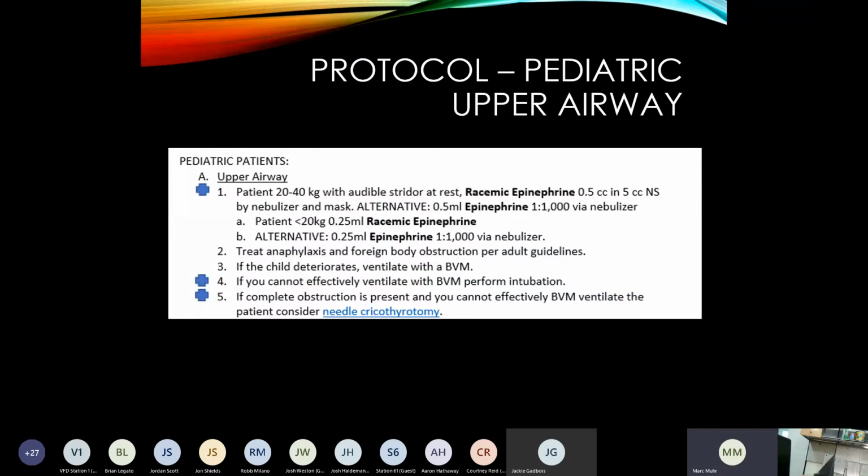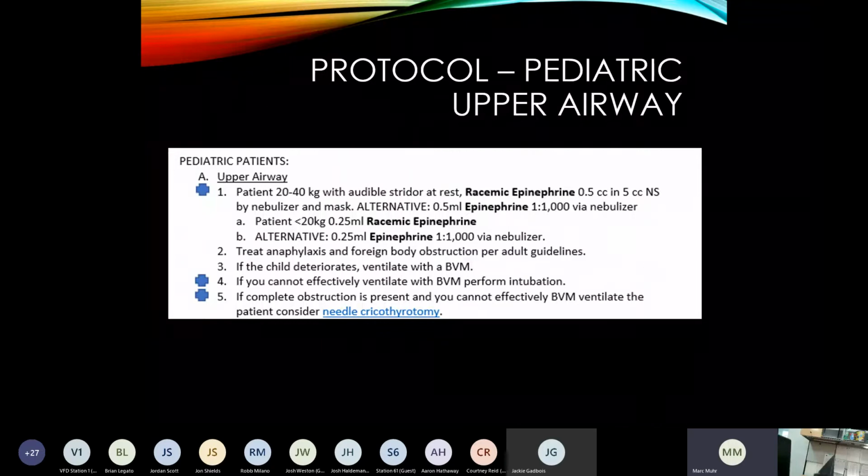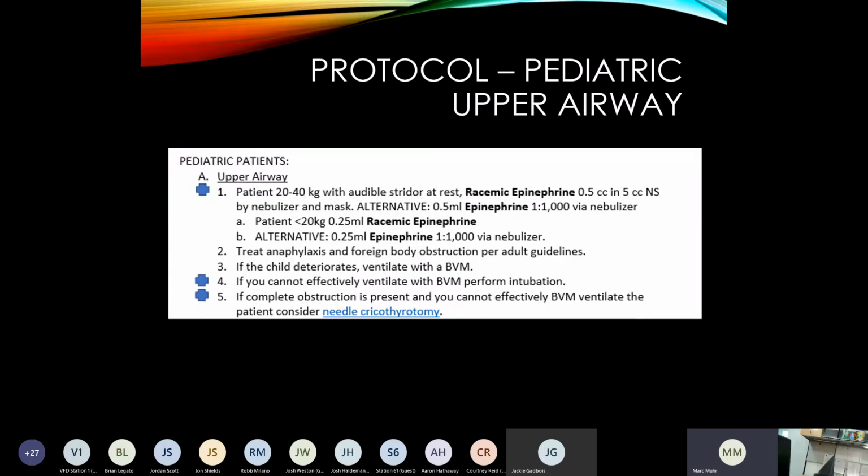Upper airway protocol treatment for kids. If they're stridorous, racemic epi, half a cc in 5 cc's of normal saline, nebulize that, and a mask could be used as well. Usually easier to do that. They don't like to use a tube nebulizer. Half a ml of epi is an alternative if racemic isn't available. Same, it must be nebulized. Smaller kids, less than 20 kilos, half the dose. Same with epinephrine.